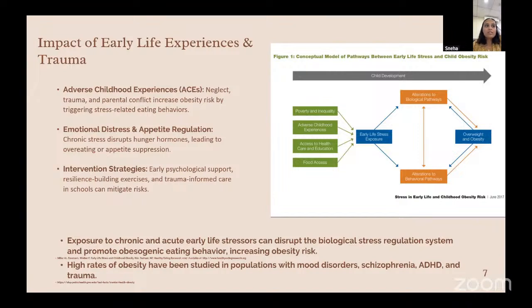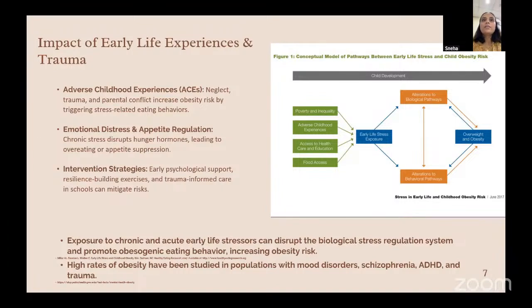Intervention strategies include early psychological support, resilience building exercises, and trauma-informed care. What we need to remember here is that we need not wait until psychological or physical issues develop to start the intervention. We have to first focus on prevention strategies, and that holds good here as well. From the school itself, we have to focus on life skills training. That is very important here.